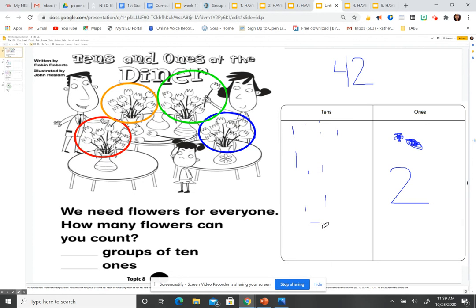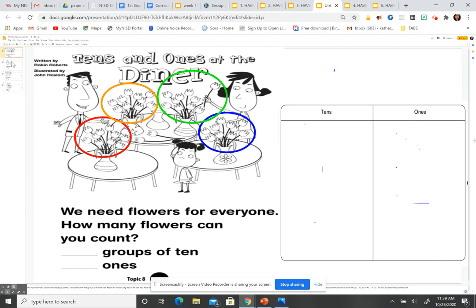When you go to your next page, you're going to do the same thing. You're going to look at the groups of 10 that are already circled for you, and then look very carefully for the leftovers, for the ones. Those might be a little bit harder to see, but they are there, so make sure you look to find those leftovers that will be your ones. Okay, so on your next page, just like the story we saw in class, let me finish erasing this. There we go.